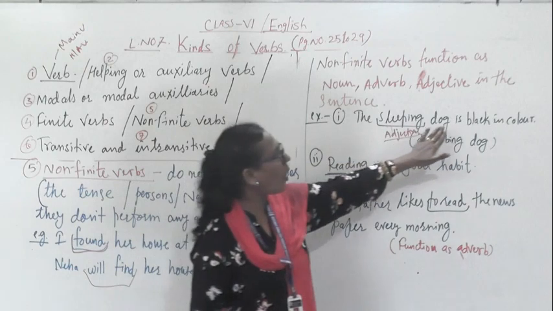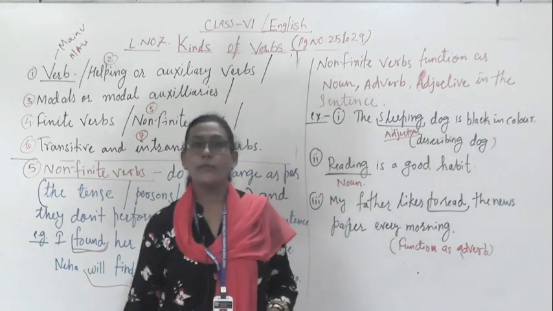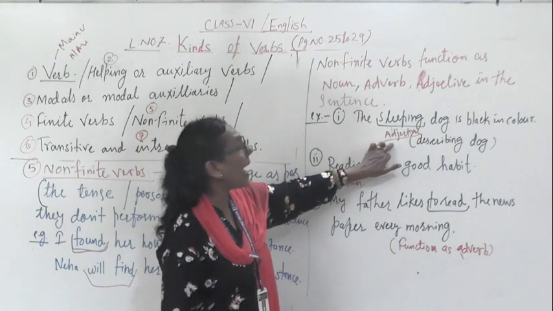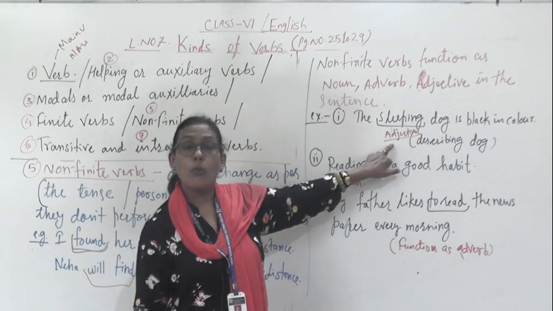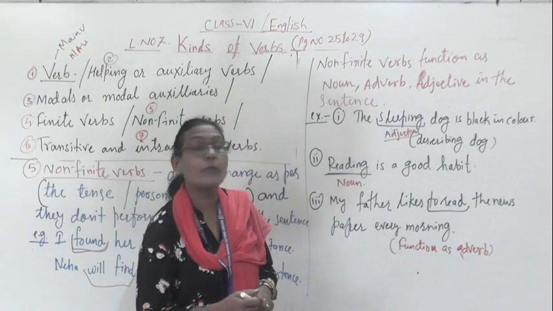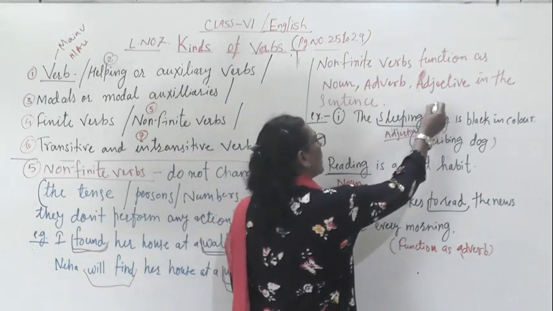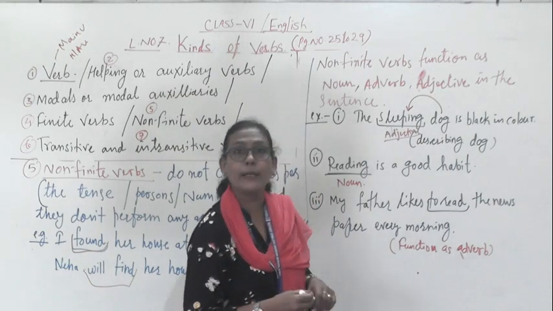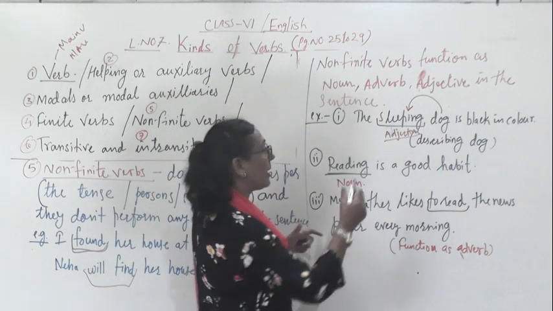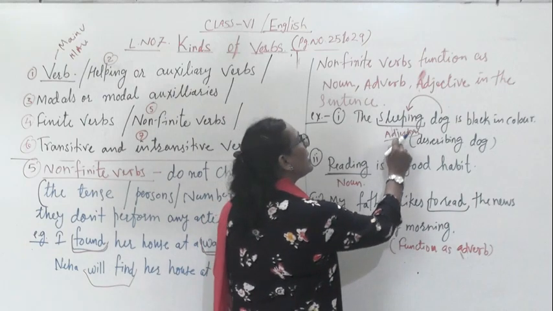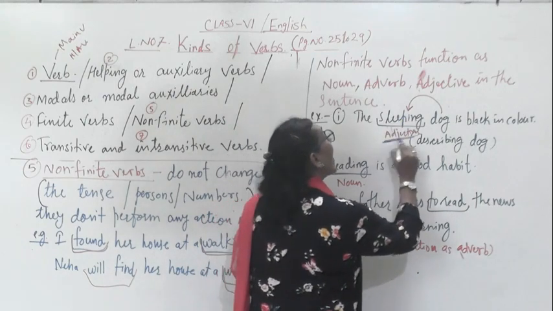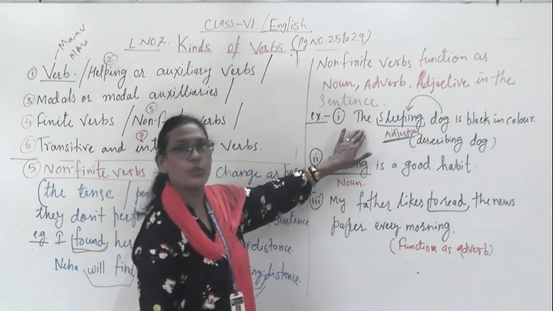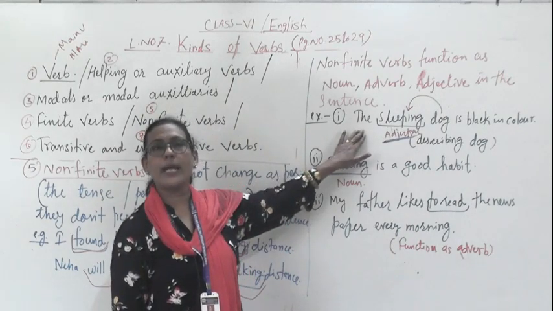The sleeping dog is black in color. It is an adjective, sleeping. What is sleeping? It is telling about a noun. That is sleeping. The dog is sleeping. It is describing the dog. So this sleeping is functioning as an adjective. Okay, it is an adjective. So this is a non-finite verb.